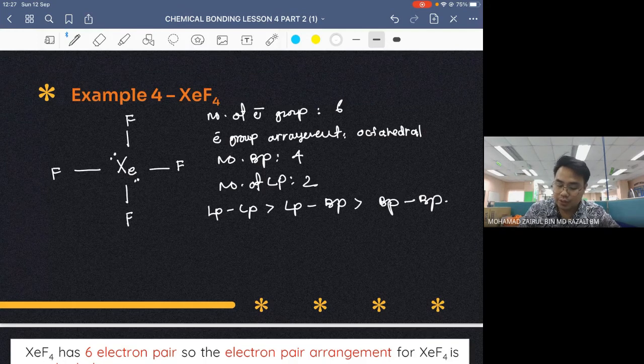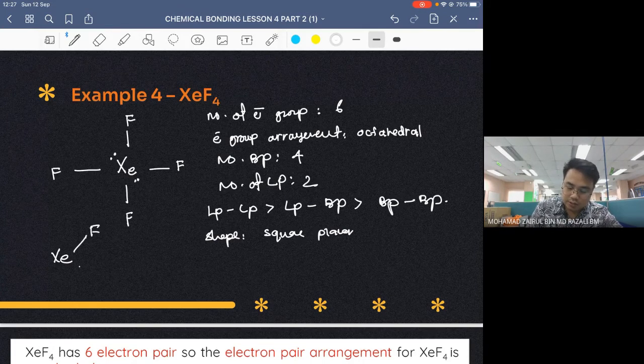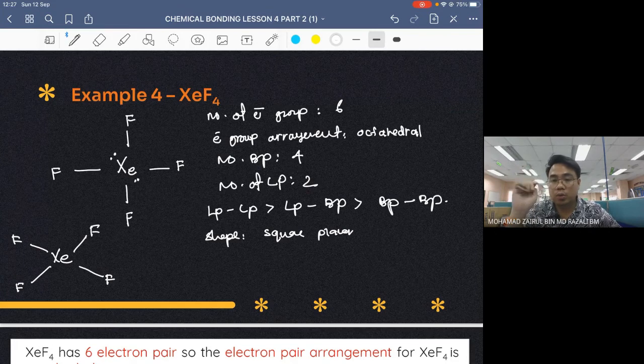Okay, so dia punya shape dia adalah, kalau awak ada 4 bonding pair and then 2 lone pair, the shape is a square planar. So square planar, Xe akan jadi central. Okay, and then awak ada fluorine sebagai terminal atom. Okay, remember that in square planar, the 2 lone pair itu mesti berada berjauhan in order to minimize repulsion. That's why kita akan lukis satu pair dekat atas dan satu pair dekat bawah. And then the bond angle between F-Xe-F ini is equal to 90 degree. Bond angle for square planar is equal to 90 degree.